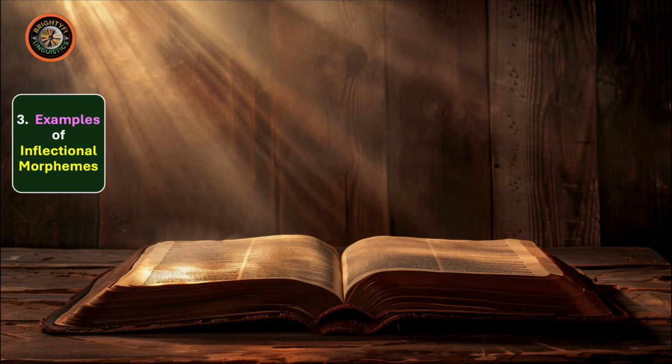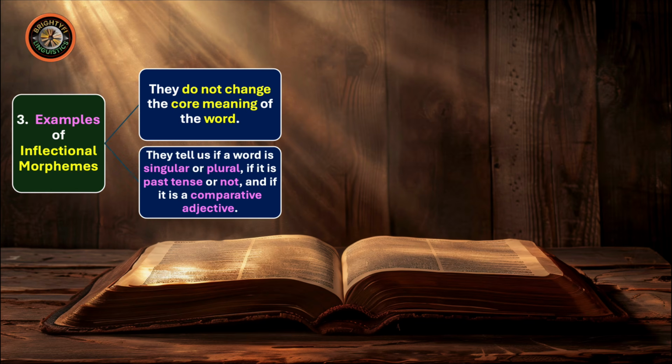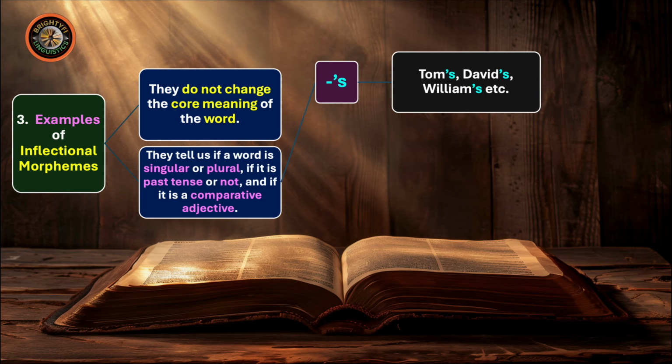Now, third, examples of inflectional morphemes. What are they? They do not change the core meaning of the word. We have some more ideas. They tell us if a word is singular or plural, if it is past tense or not, and if it is a comparative form of an adjective or not. How? Let's see with examples. We have apostrophe s, and we can add it to words like Tom's, David's, William's, etc. What does it show? It shows the possessive case, possession. What we notice, by adding the suffix apostrophe s, we do not change the core meaning of the word.